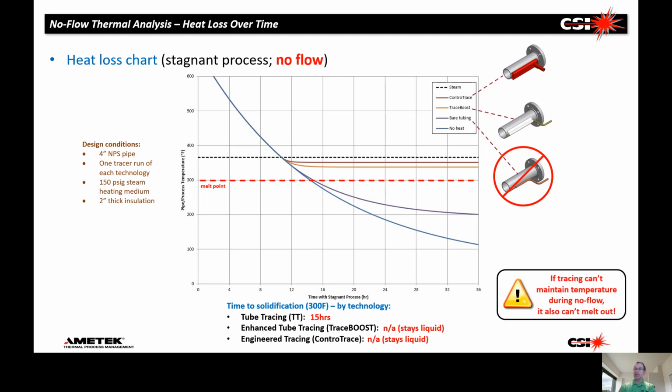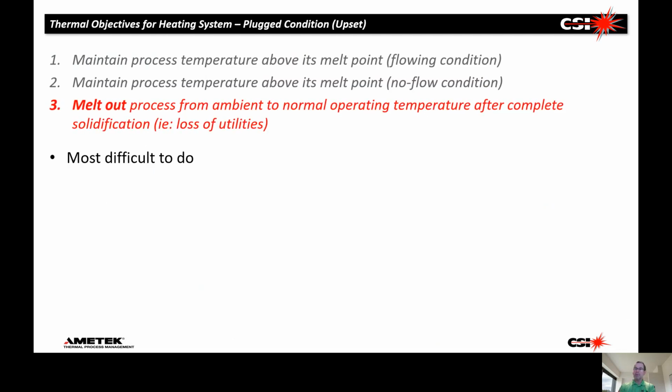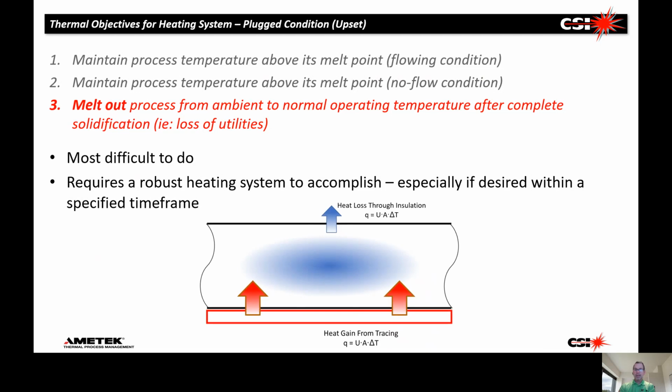So another thing to keep in mind, if the tracing cannot maintain the temperature during no flow, it also cannot melt out, which brings us to our next thermal objective, melt out. Melt out is the most difficult to do because you have to drive the most amount of BTUs into the process to get it from ambient back to that flowing temperature. It requires a lot of times a much more robust heating system to accomplish, especially if there's a time frame that the plant is looking for to achieve this melt out. You have to make sure that the heating system is properly designed to drive enough heat in to meet that melt out time frame.